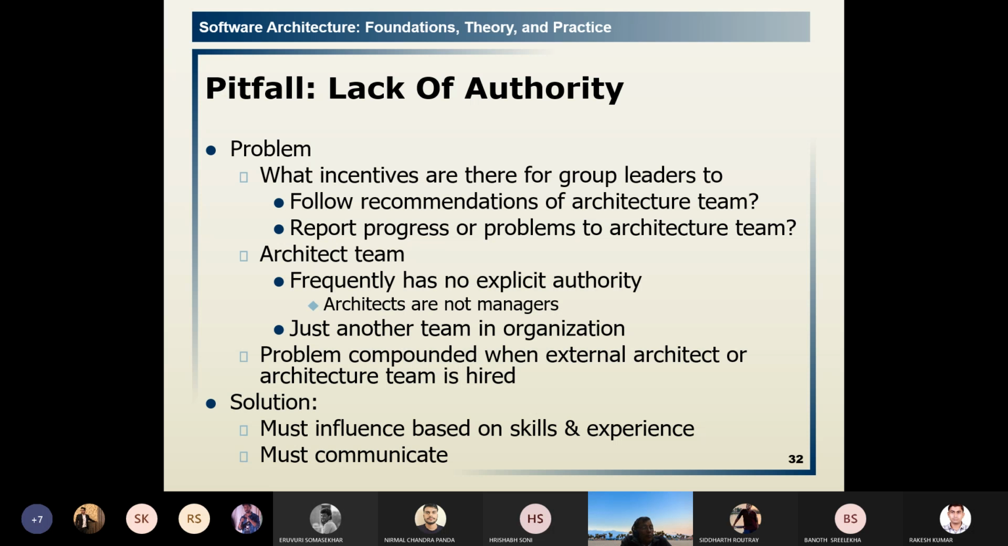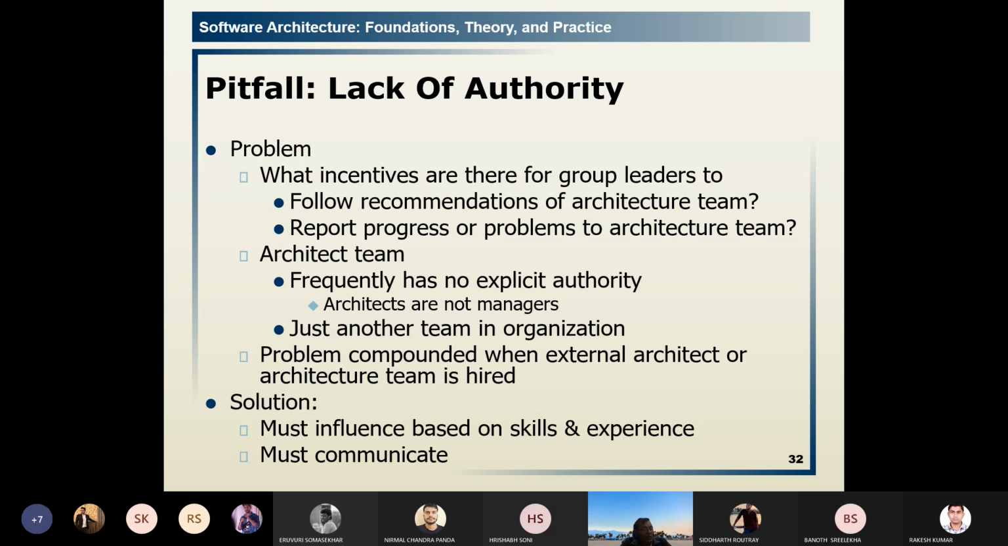As a result, the problems are compounded when an external architect or architecture team is hired, due to which one team gets demotivated and the top manager brings another team. The problem lies with the management. As a result, one team is forced to move out and the management is forced to have another team. So again, another team is to be groomed up. That takes a long time, but this happens with the architect team because they are many times not given the authority to take certain action.